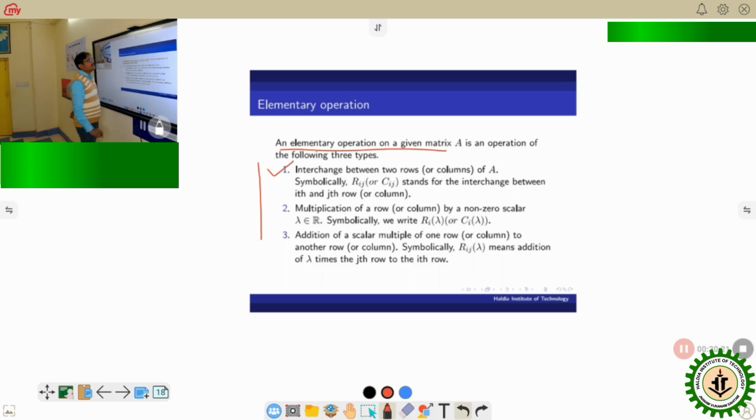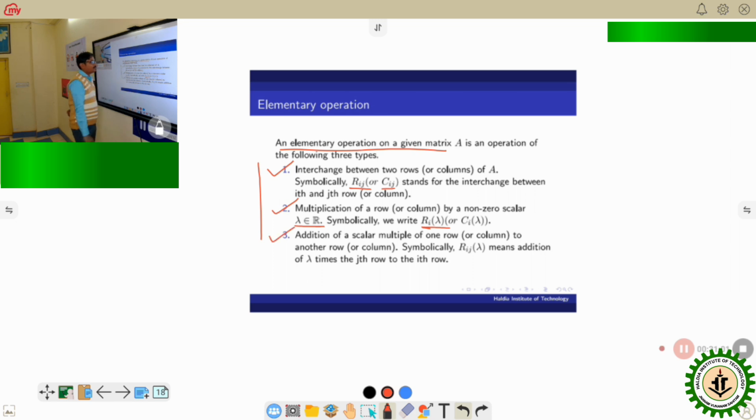One, you can interchange two rows or two columns, and symbolically we write it this way: Rij or Cij. R stands for row, C stands for column. Rij means interchange the ith row with the jth row and the jth row with the ith. Second, multiplication of a row or column by a non-zero scalar lambda. Symbolically we write Ri lambda. This means the ith row multiplied by lambda.